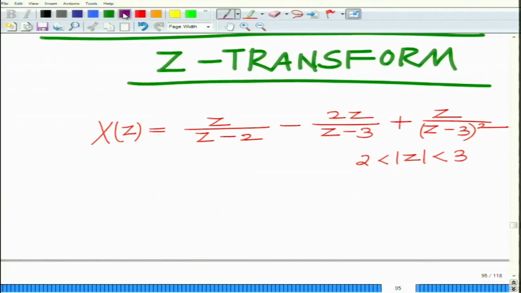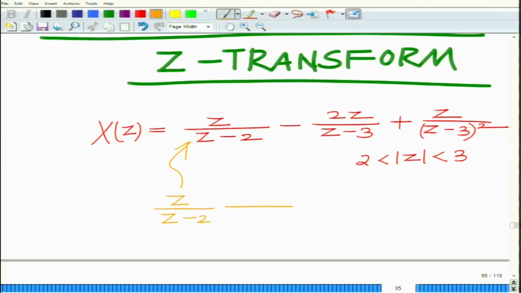Now in this, we know that for instance z over z minus 2, this corresponds to, if you look at this term, z over z minus 2. Now remember, the ROC corresponds to magnitude z greater than 2. So, this is a right handed signal with respect to the pole at 2. So, the inverse Z transform of z over z minus 2 is 2 raised to n u[n].